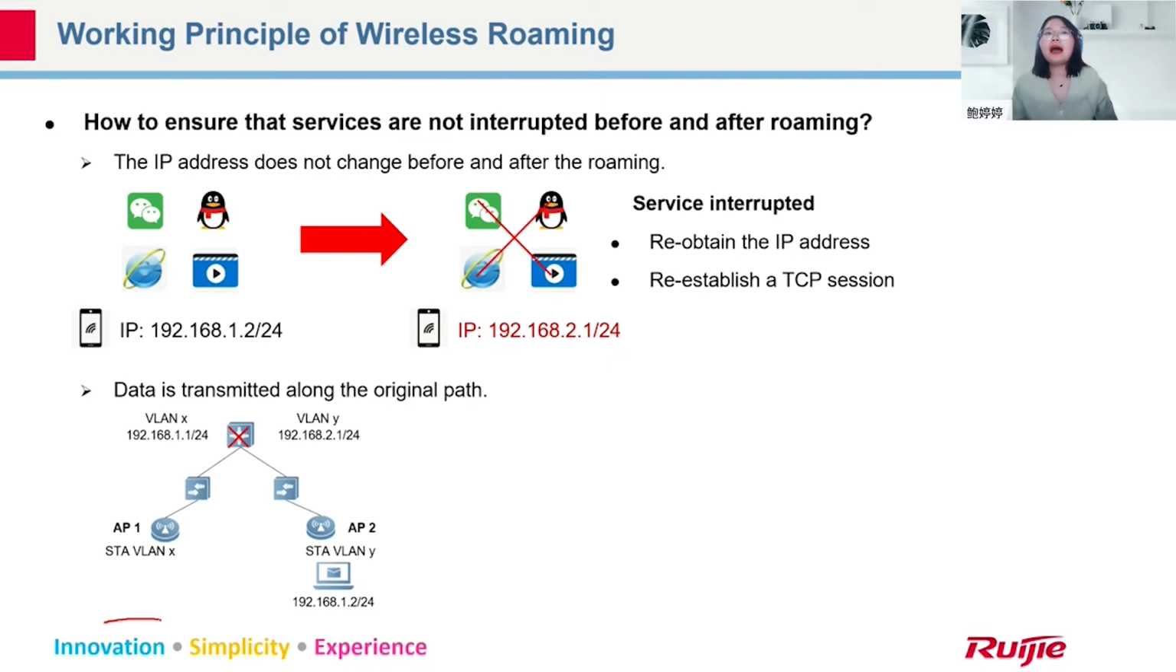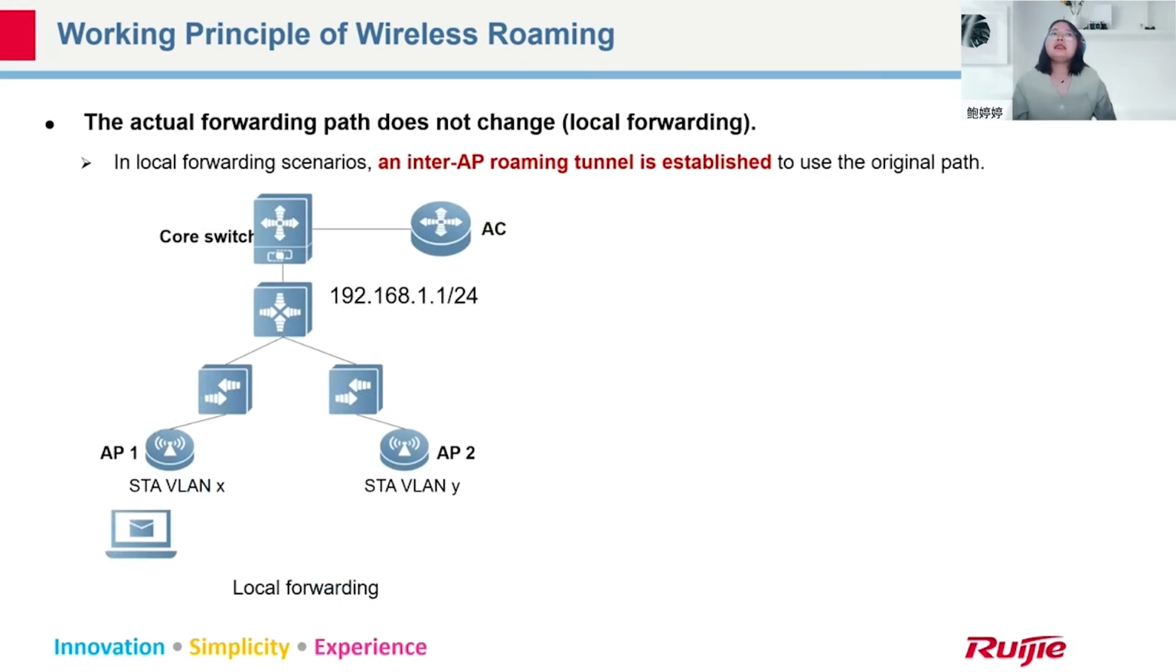That's why we say we hope that after the roaming, the data is transmitted along the original path. The message can still be forwarded out from AP1, and about AP1, the VLAN X can help us to forward the traffic of segment 1.0. So this is the requirement we want. The actual forwarding path does not change. Of course, this is by the local forwarding.